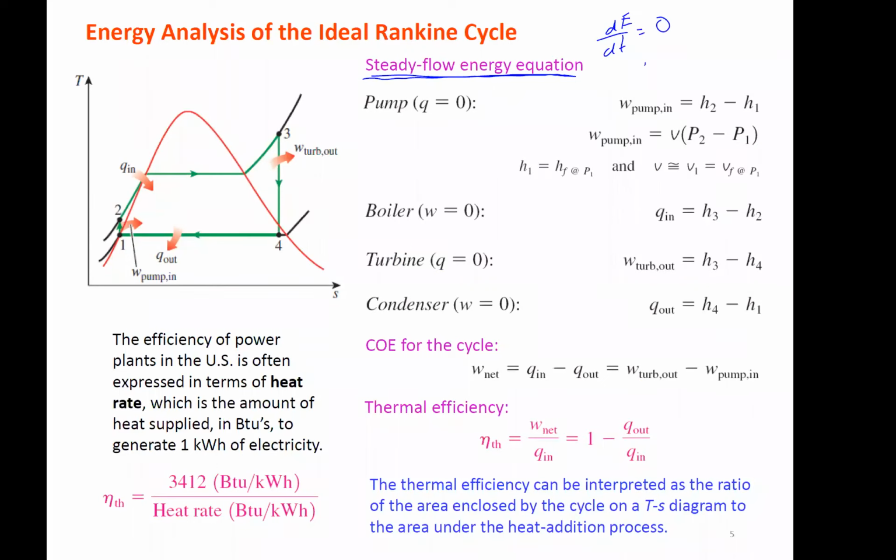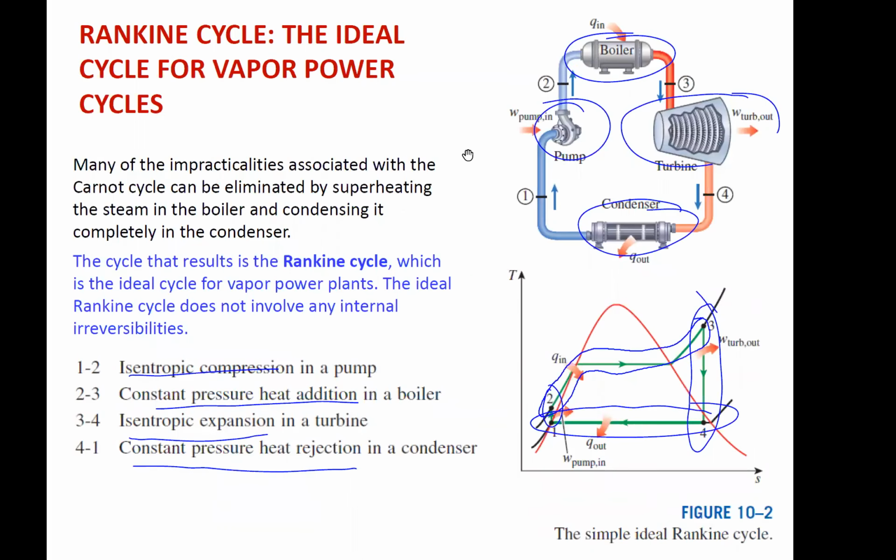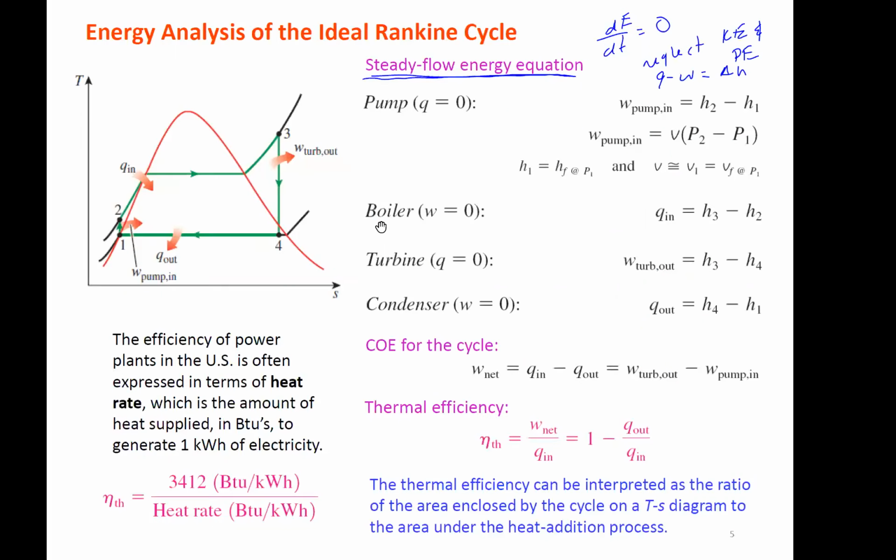And then we're neglecting kinetic energy and potential energy, right? And that's where we had that Q minus W equals delta H that we used in the example we just did, okay? Well, we can still use that for the Rankine cycle because it's just one inlet, one outlet on each of those devices: the pump, boiler, turbine, condenser, okay?